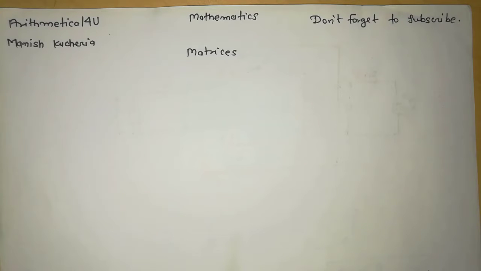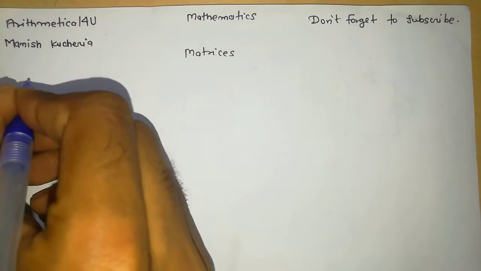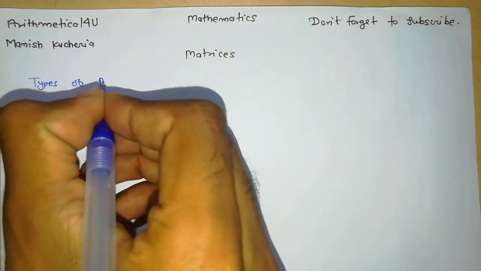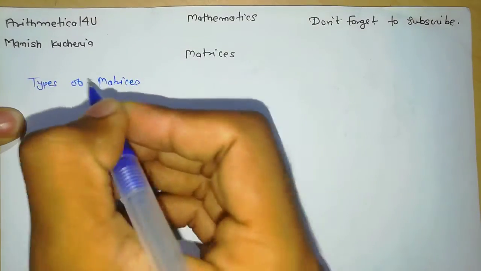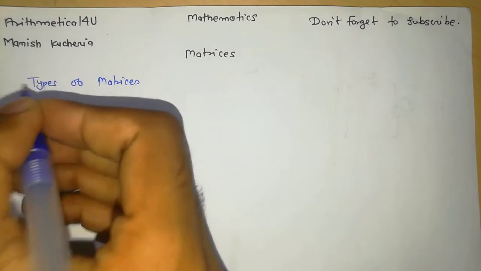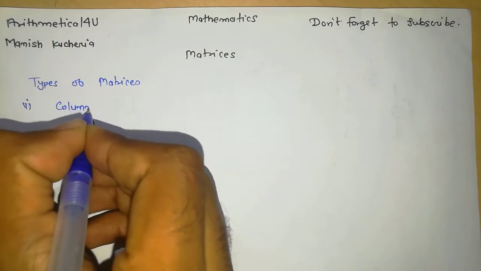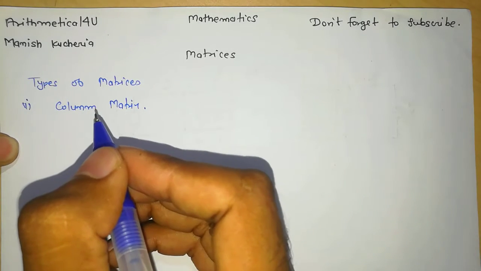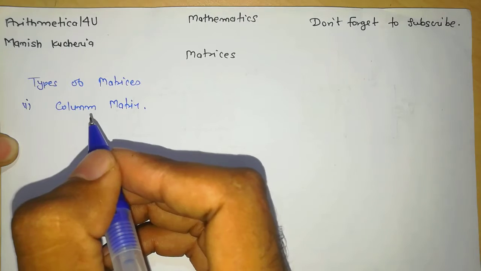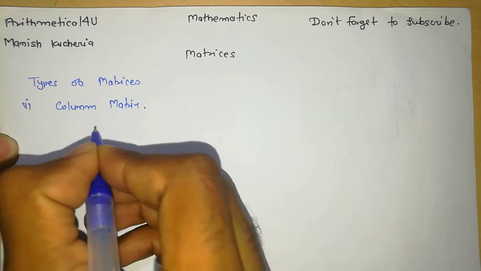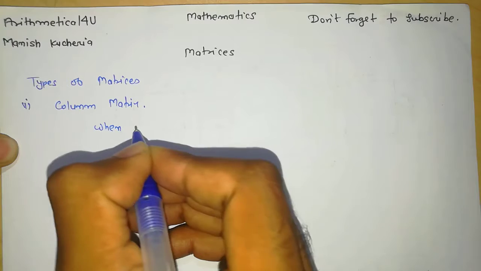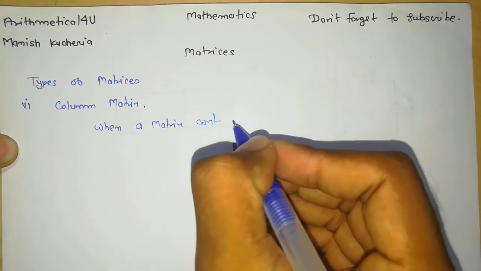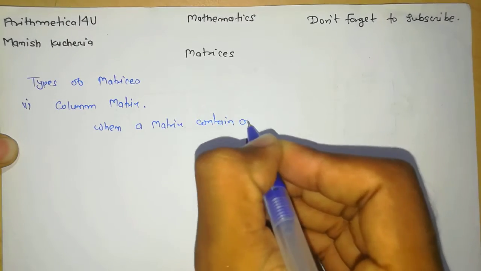Now we will see the types of matrices. The first matrix is the column matrix. A matrix is said to be a column matrix if it has only one column.